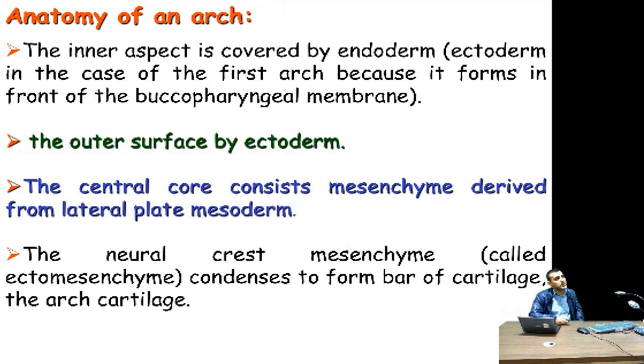The inner aspect is covered by endoderm, and ectoderm in the case of the first arch because it forms in front of the buccopharyngeal membrane. The outer surface is the ectoderm, and the central core consists of mesenchyme derived from the lateral plate mesoderm. The neural crest mesenchyme, called ectomesenchyme, condenses to form a bar of cartilage, the arch cartilage.